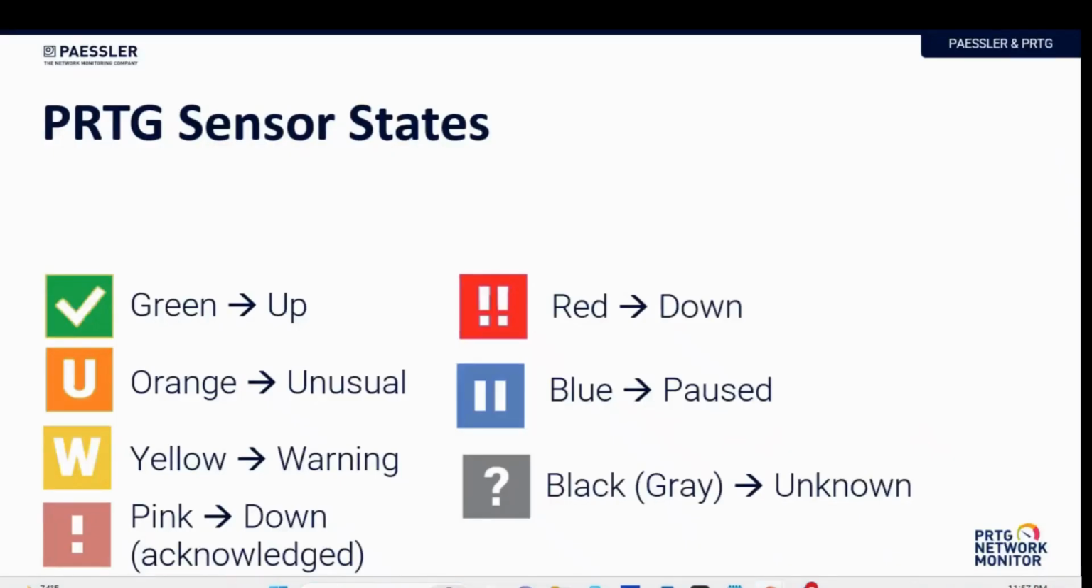Later on, sensor states. As an administrator, you have to monitor everything you get on a dashboard, so there are sensor states to help you and reduce your tasks. Green means everything is working fine: the device is up, the sensors are up, everything is under control, so you don't have to worry about that. The second one is red, down. This is the most critical state you have to work on. It means the device is down, or the sensor is down, or there is some problem in the network, so you have to work on it. Later on, the orange state is unusual or abnormal.